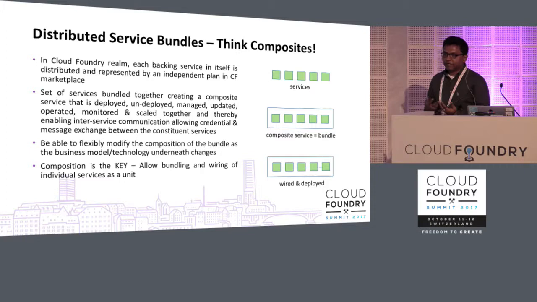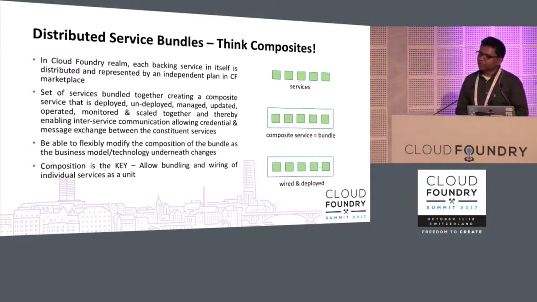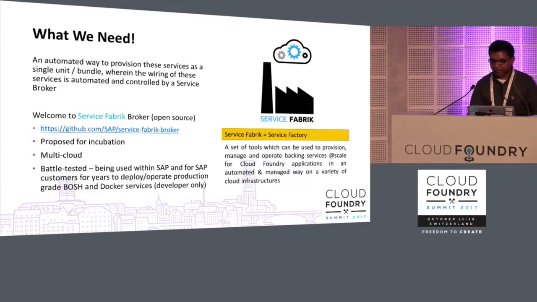We should be able to flexibly modify this composition over a period of time, that this bundle, we can bring in new services into it and can take maybe some existing services out of it. So it should be flexible enough. And the composition is the key here, allowing bundling and varying of individual services. So that's the central idea around distributed service bundles or the composites. And there is no such mechanism today in the Cloud Foundry backing services world that realizes this. We have tried to build a proof of concept around it, that's what I'm here to present to you.